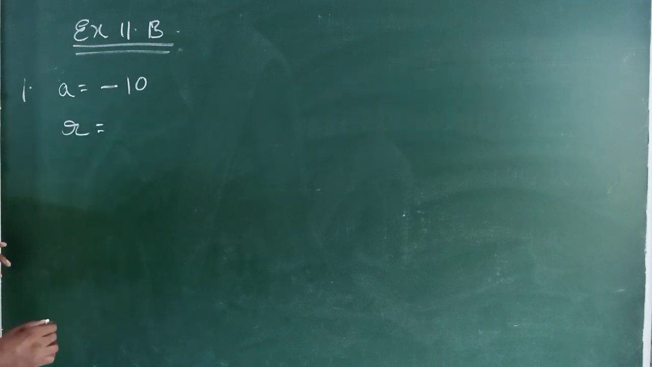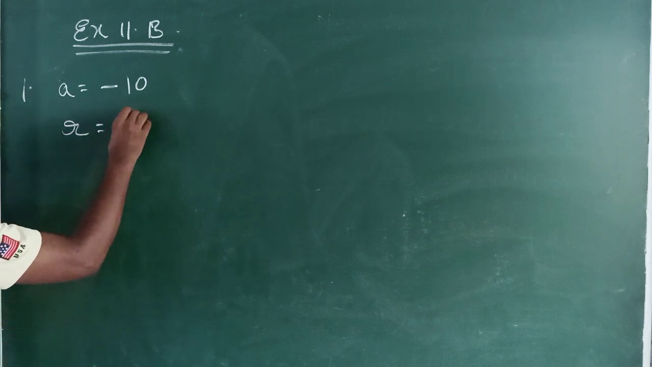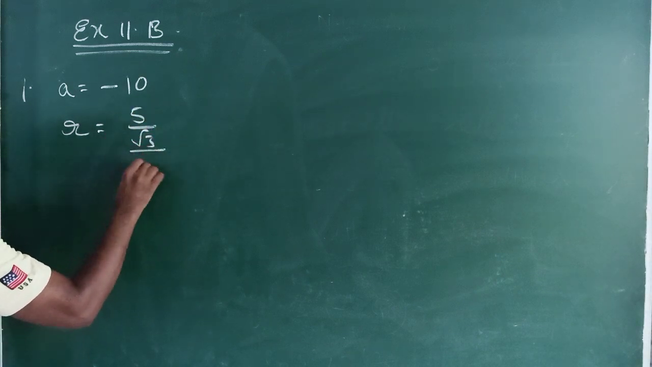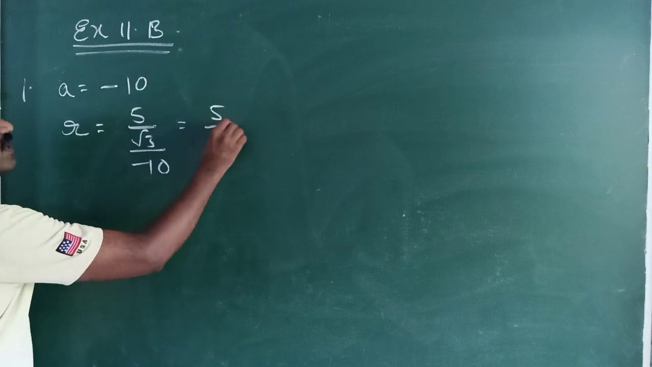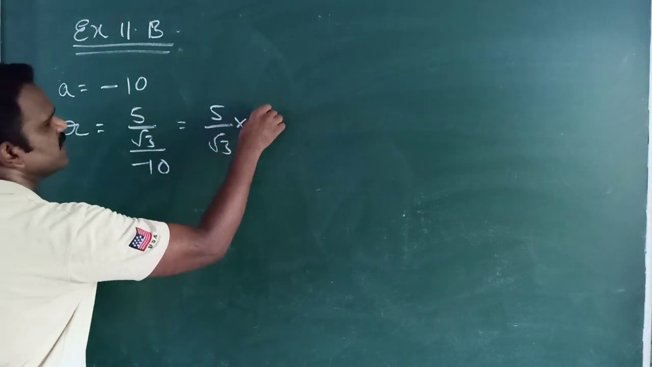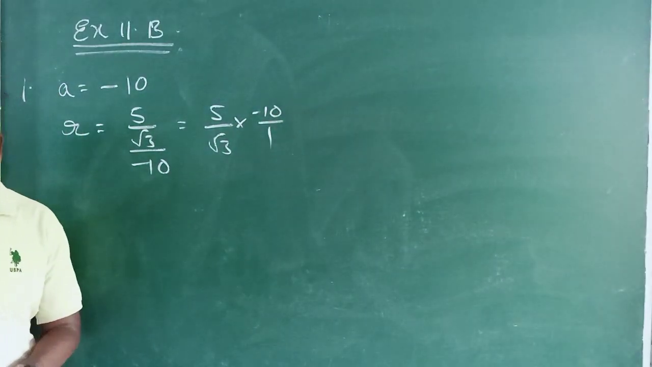R is equal to T2 by T1. What is T2? 5/√3. What is T1? -10. So (5/√3)/(-10), that is equal to 5/√3 into -1/10. Okay.